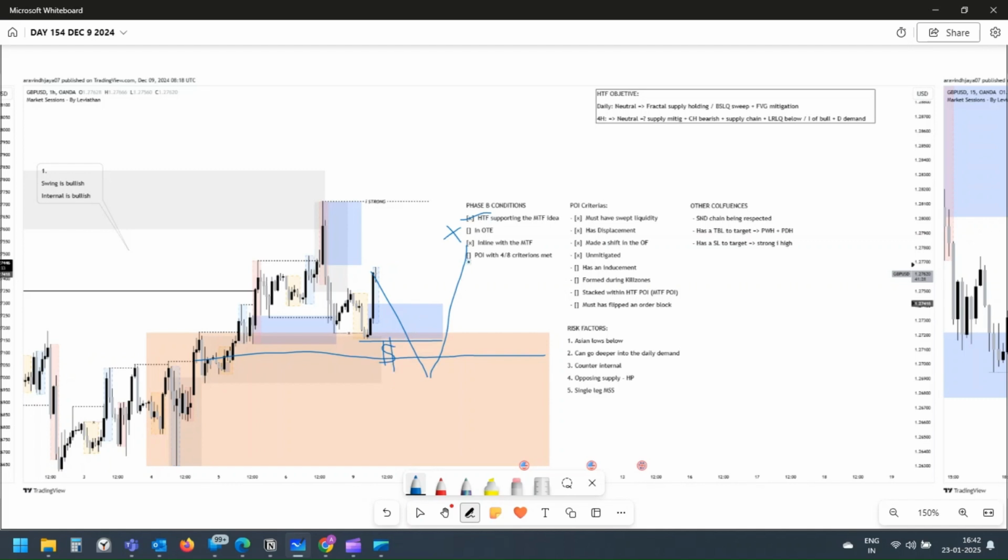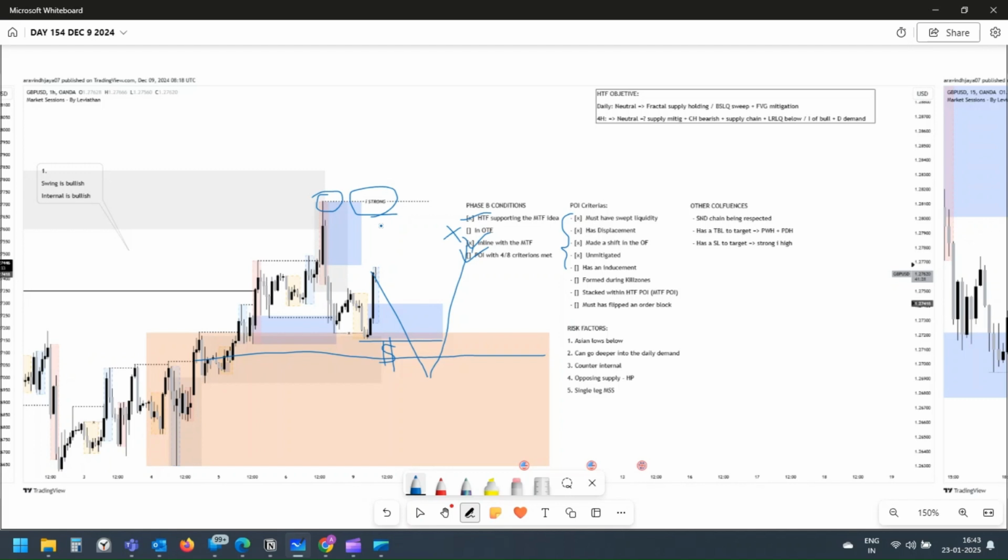So it's not an OT, but it's in line with the medium time frame order flow, and there are 4 out of 8 criteria met for this POI, which means this box is also ticked. So 3 out of 4 conditions ticked, which is a medium probability to high probability trade. So what are the other confluences? The supply chain, the demand chain is getting respected, and there is a time-based liquidity to target, that is the New York high as well as the previous day high, and it has also got a structural liquidity to target, that is the weak swing high.